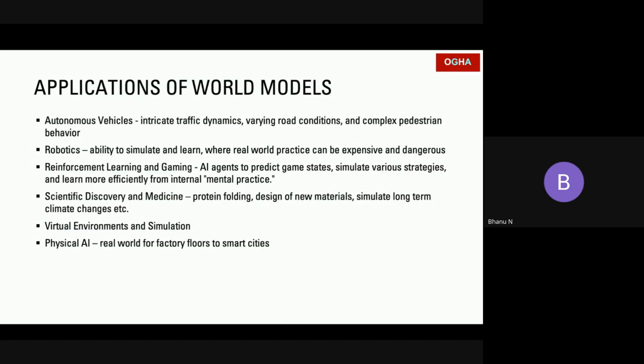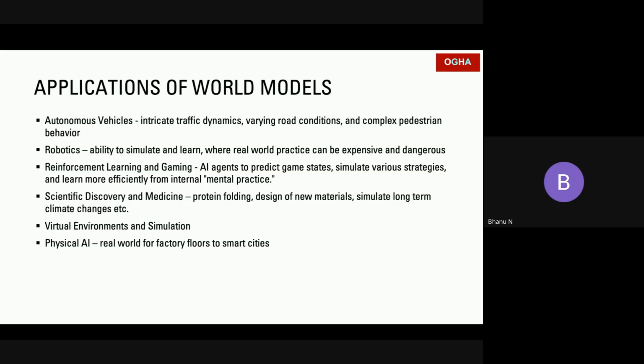And then reinforcement learning and gaming. So you can use AI agents to predict game states. You can simulate various strategies, not just war games, not just sports and games. You can do a whole lot of things with this. Learn more efficiently from internal mental practice.